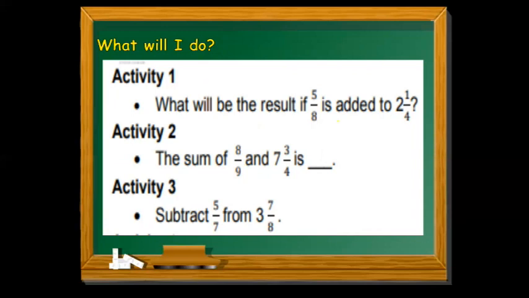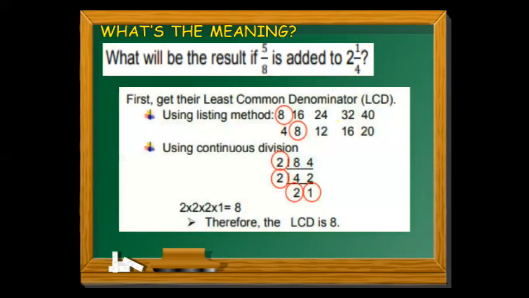Sa activity 1 muna tayo. What will be the result if 5/8 is added to 2 and 1/4? So the first thing we need to do, class, is get their least common denominator. So paano nga ba natin kinukuha yon? We have 2 methods. We have the listing method and we have the continuous division. So last week, we discussed finding the LCM of a number. Parehas lang siya, least common denominator lang tawag dito.